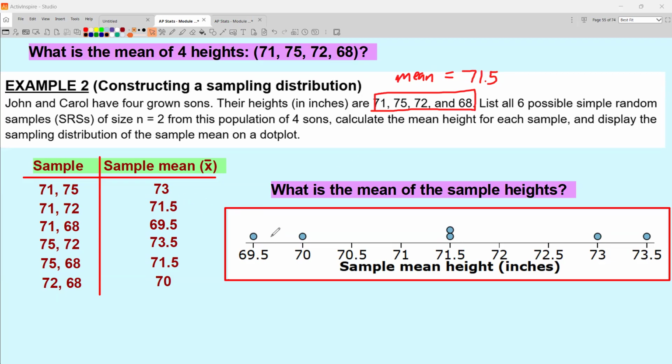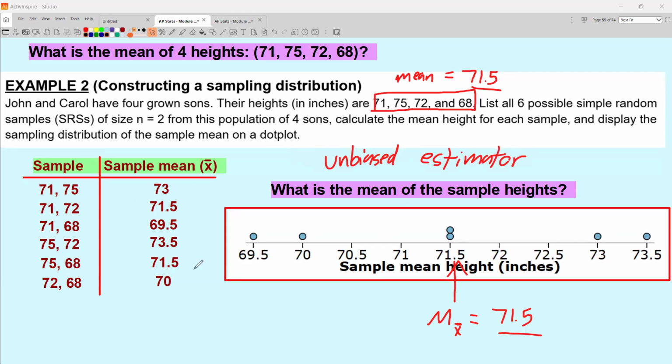Now, if you take all of these dots and get the average of these sample means for the samples of size 2, you're also going to get a mean of all the individual means of 71.5 inches as well. Notice that those are exactly the same. So this would be an unbiased estimator. In other words, the average of all of these little sample means gives you what we're looking for, our population parameter. So that is an unbiased estimator. Not all estimators are going to be unbiased.